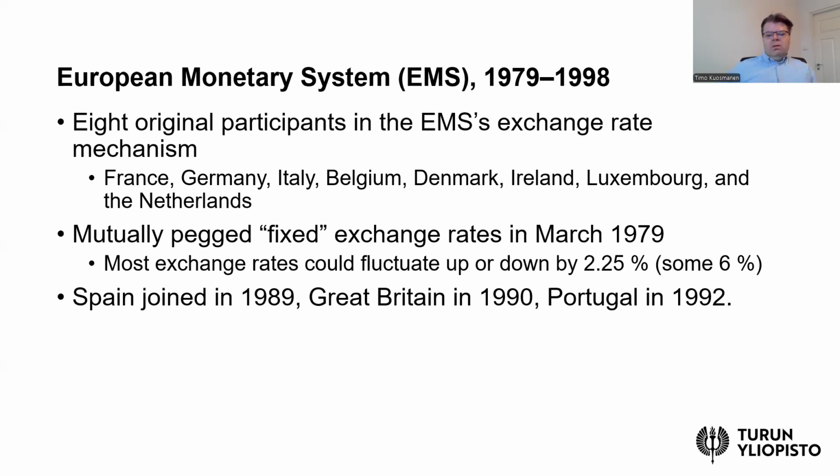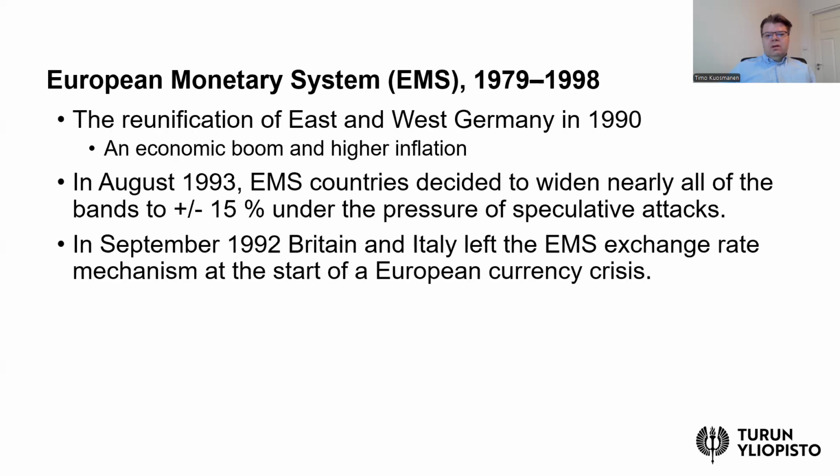However, by the time we come to the 1990s, there were a lot of political changes, and the geopolitical situation changed. West Germany and East Germany were reunified in 1990, the Soviet Union collapsed, and so on. In Germany there was an economic boom and higher inflation. So growth rates were diverging between the EMS members, and there were also speculative attacks on some currencies, for example, the British pound.